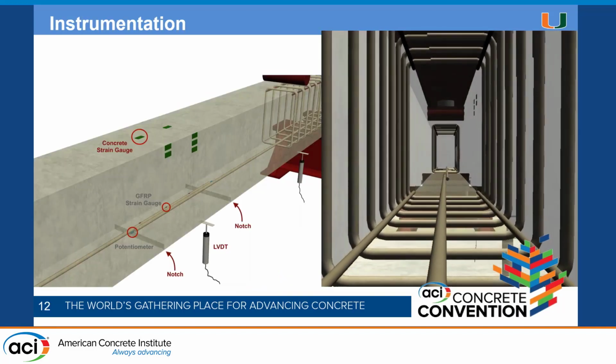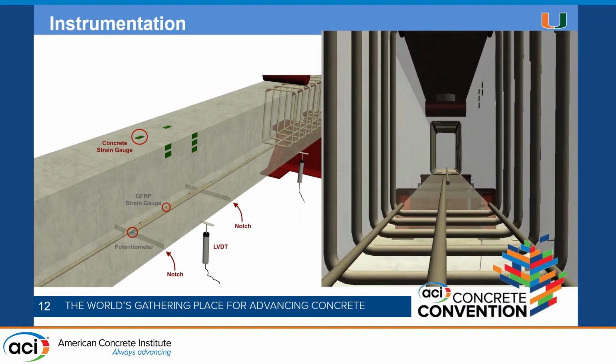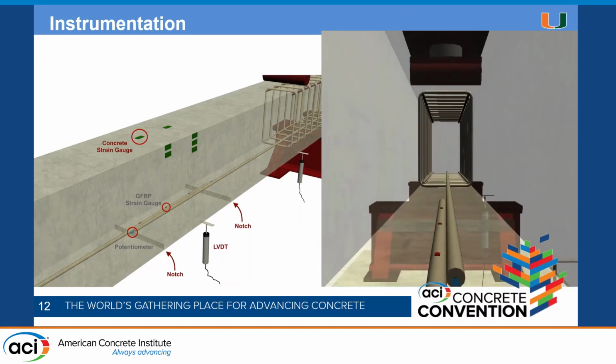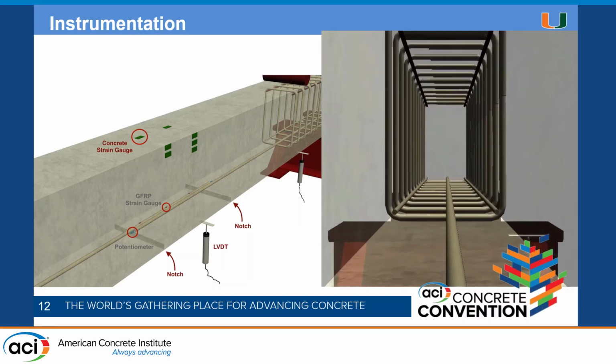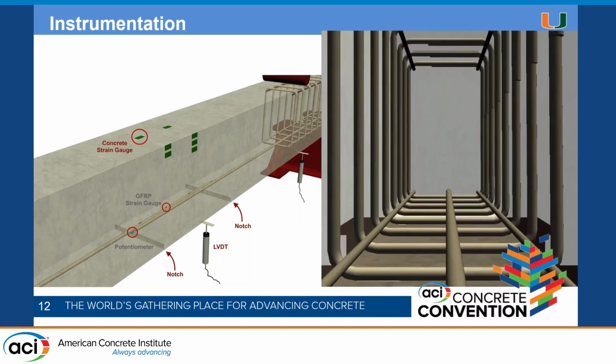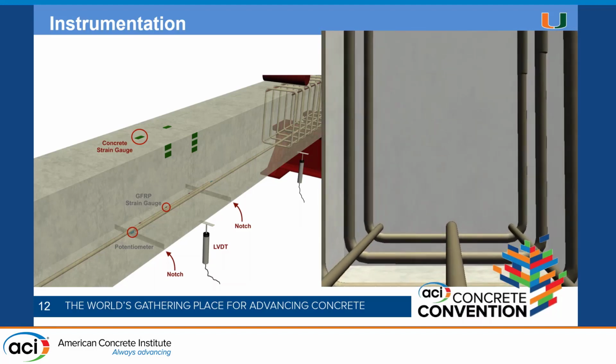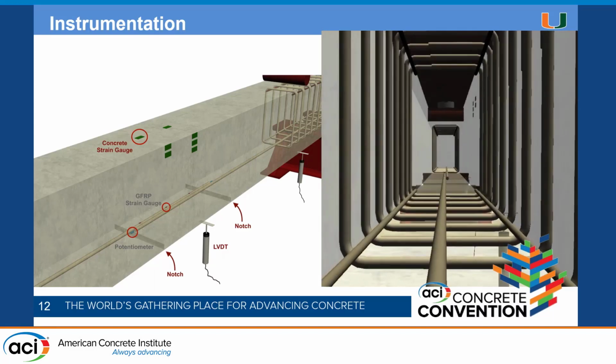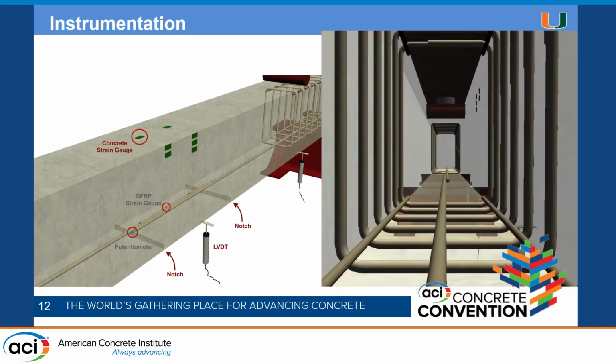So for the instrumentation, LVDTs, strain gauges, the internal strain gauges, we try to be very careful not to break the bond, because if we are measuring the bond and we are breaking it when we are installing the strain gauges, of course we are losing that bond. We notch the beam to force the first cracks at the exact location of the splice.